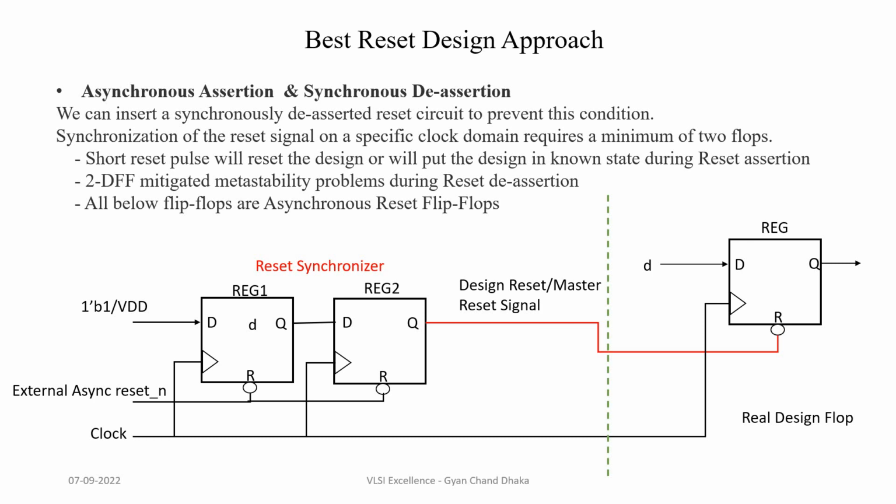So if we want our design in a known state before the clock edge, we have to use an asynchronous reset. But if we use an asynchronous reset, then there is a problem of metastability during the reset de-assertion. Now, how can we avoid that metastability problem with asynchronous reset?